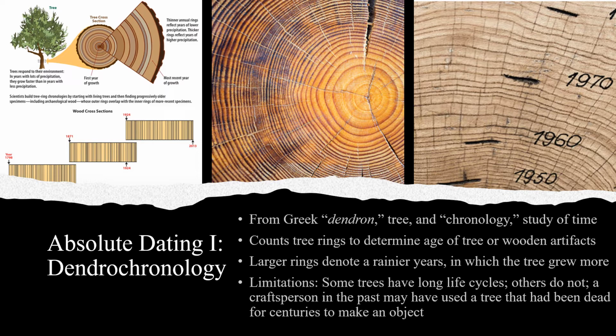In addition, artisans in the past may have used a tree that had been dead for centuries to make the objects that archaeologists have discovered. So, when an archaeologist uses dendrochronology to decide the age of a wooden object, they are assuming that the past person who made this object immediately cut down the tree and fashioned the object that the archaeologist found.